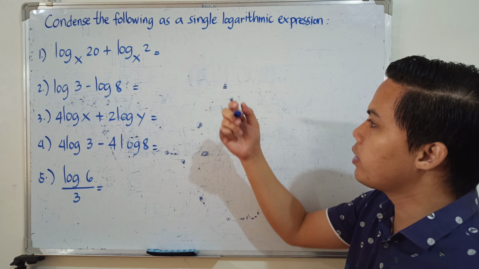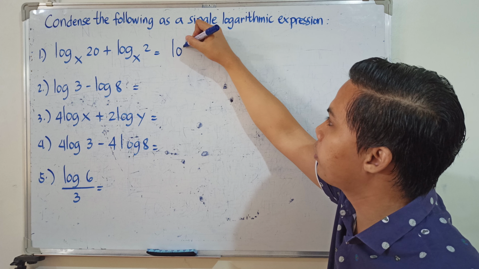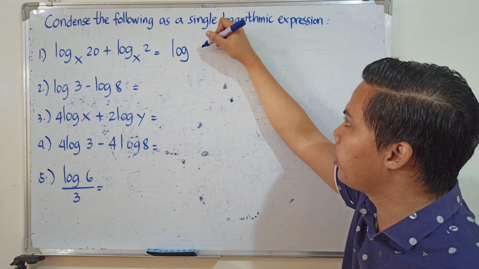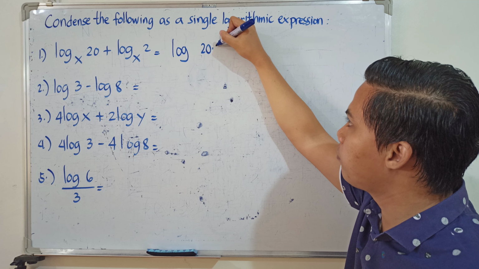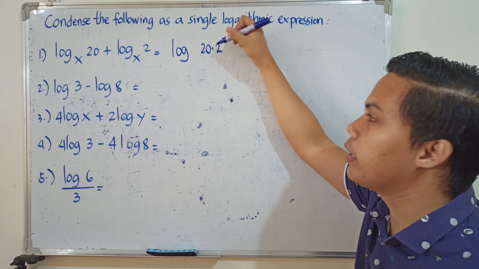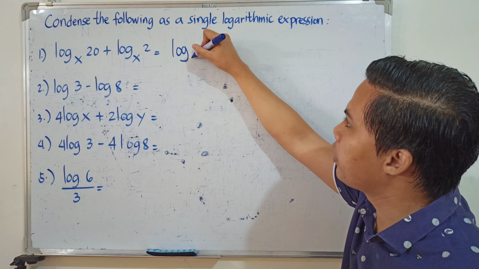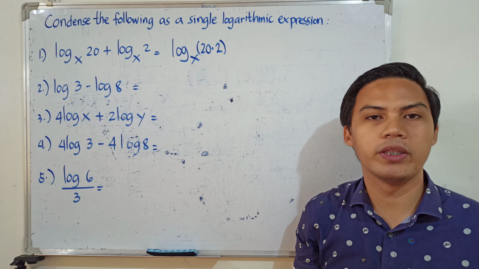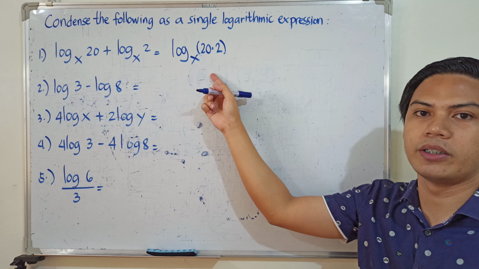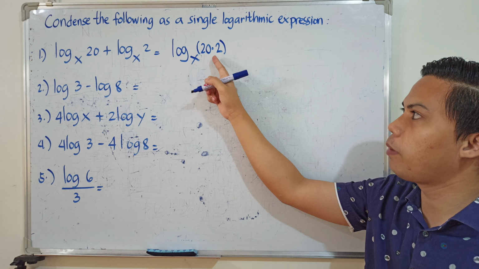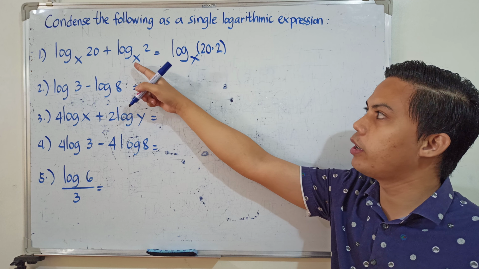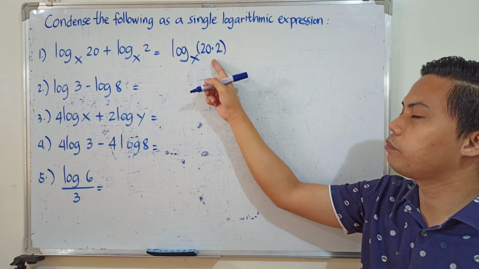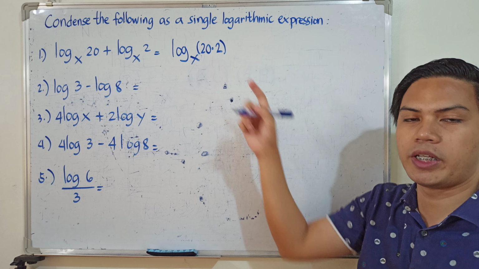So, para mapag-isa natin sila, we're going to write it as the logarithm. We're going to multiply 20 and 2. You can have 40, pero para ma-represent lang natin ng maayos, we're going to have it as 20 times 2, then to the base x. You can have this one or place this one inside the parentheses. Then this would be your final answer. You can also get the product, pero para lang ma-express natin sa condensed form niya, I opted na ganito lang yung magiging final answer natin.